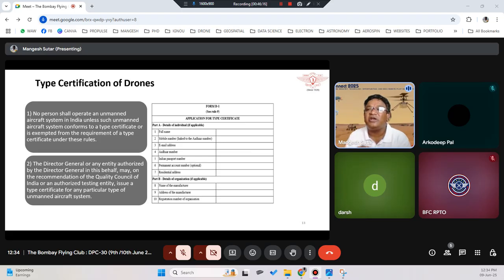So operating such kinds of drones, any drone which is above 250 gram, you require it to be a type certified drone. Below 250 grams, you don't require it to be type certified. So how do you get type certified?